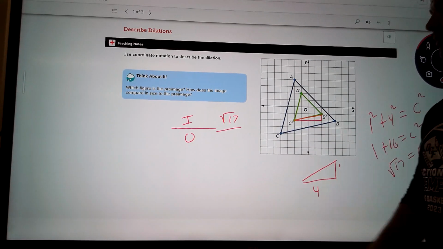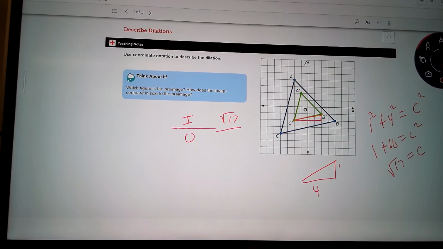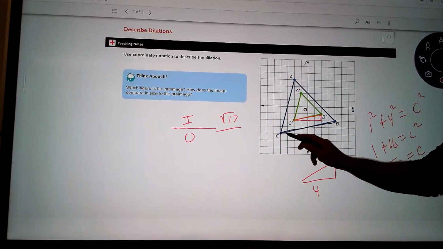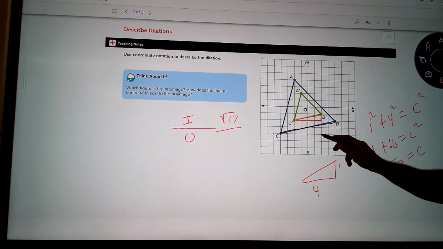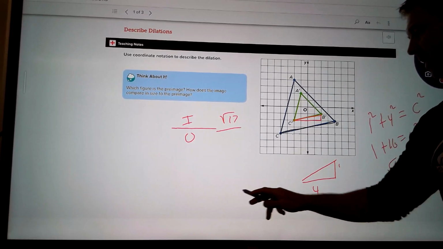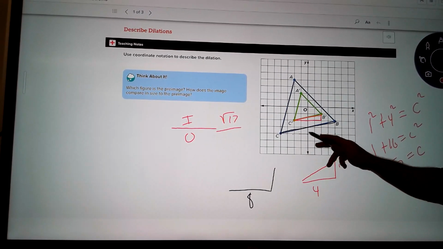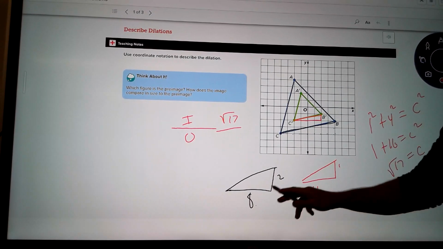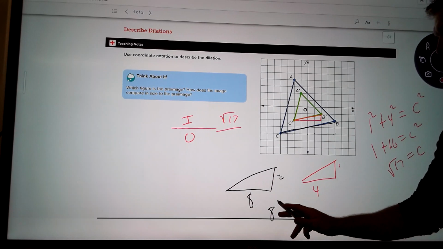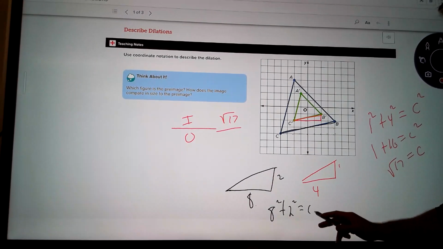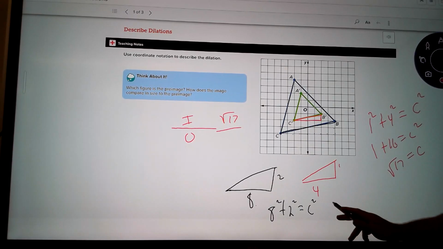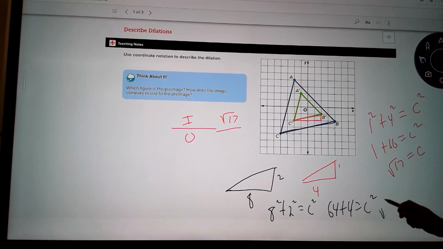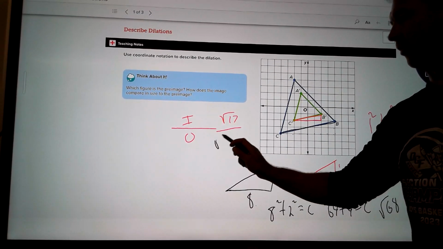Let's do the original. If I do the original, let's do, how about black? I'm looking for this side right there. So 1, 2, 3, 4, 5, 6, 7, 8. So I know that the bottom is 8. And I go up 1, 2. So I would know 8 squared plus 2 squared equals my c squared, or my hypotenuse. So that would mean that 64 plus 4 equals c squared. So I would have the square root of 68.